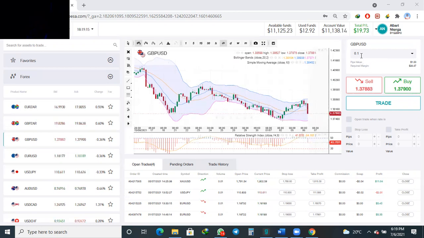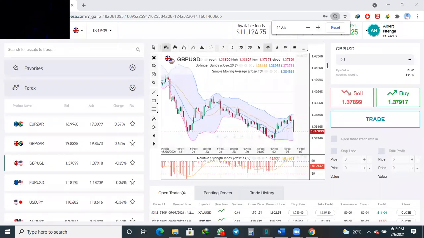So I said we use an illustration of someone having an account balance of $100 and below. You can be having $10, $20, $15, $50. Your lot size will be the first thing to take into consideration.